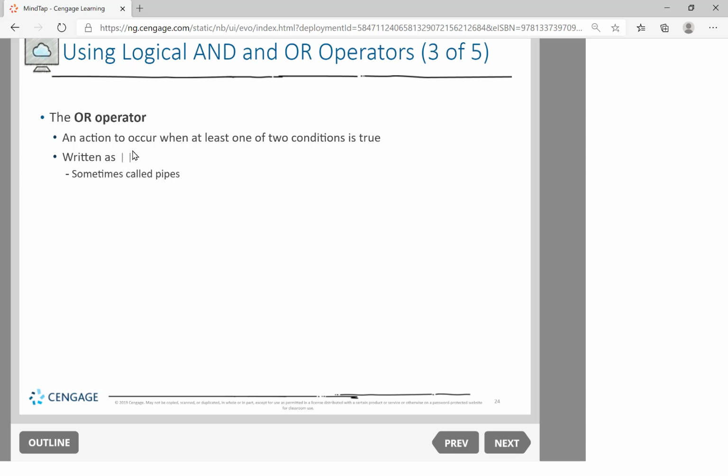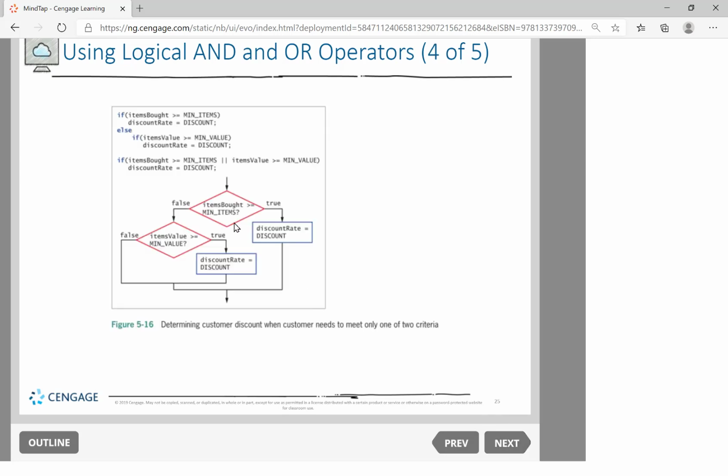Now, we use what we call double pipes. Pipe, as far as on your keyboard, I want you to find after the letter P, there are 3 keys over. It's the top, it's like above the backslash. Look on your keyboard to find it. But you put these 2 pipes together. 2 pipes always mean or. So in our code, here's what it would look like if items bought is greater than minimum items, or if item value is greater than minimum value, then do this if one of them is true. So let's take a look at some code.